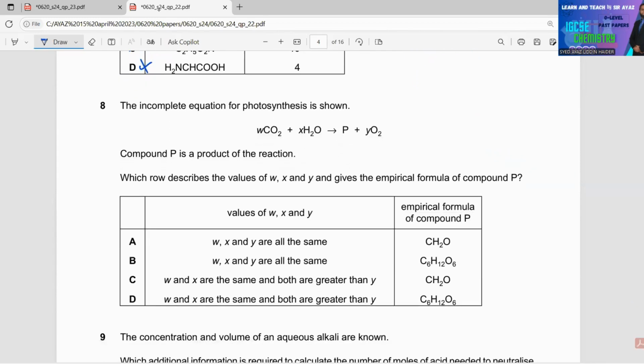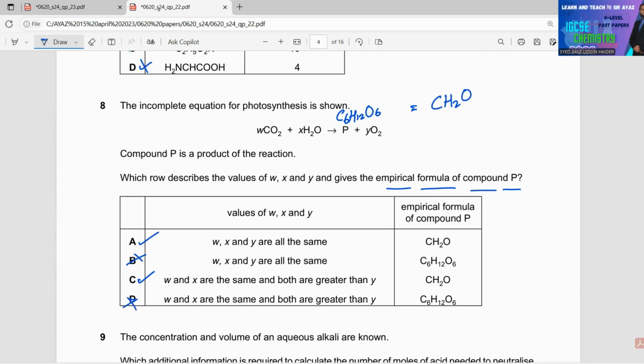8. The incomplete equation for photosynthesis is shown. We have W moles of CO2, which is carbon dioxide, plus X moles of H2O to give P plus Y O2. P must be glucose. The formula for P is C6H12O6. Which row describes the values of W, X, and Y and gives the empirical formula of compound P? First of all, I'm going to work out the empirical formula of compound P. In this way, we'll narrow down the choices. The empirical formula for compound P, which is C6H12O6, will be CH2O. So either A is correct or C is correct.